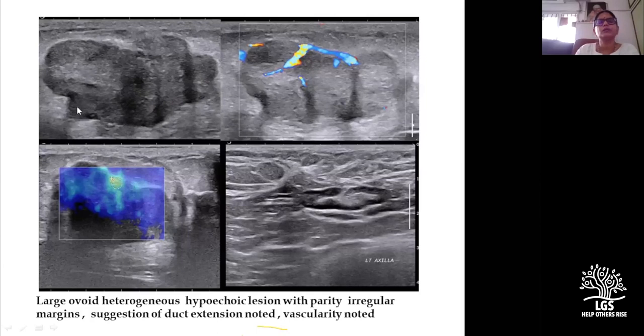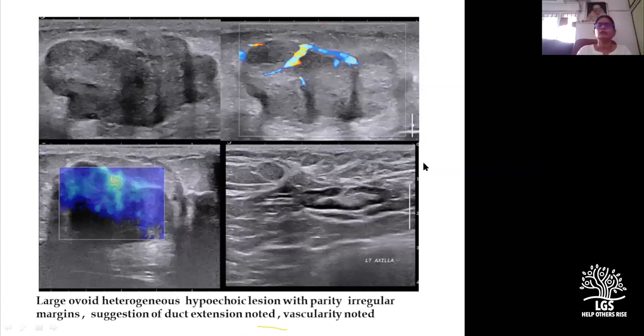But there is an angulation here. We don't like anything that angulates in masses, and there are more than 1 or 2 lobulations. And look at the vascularity; it's peripheral as well as central. And this is what we call elastography, and there is some amount of hardness in it. So obviously this lump is suspicious.